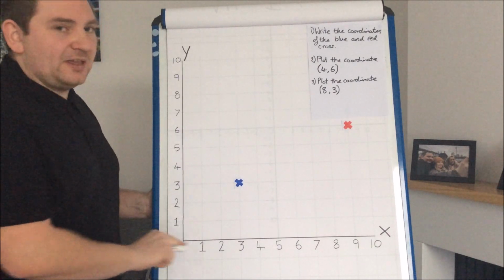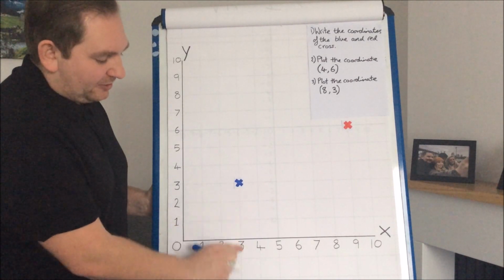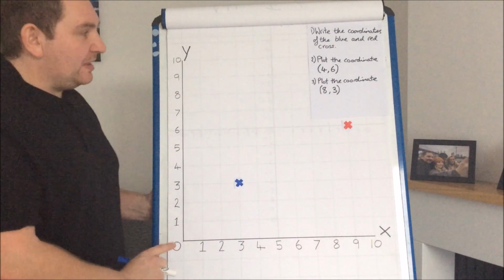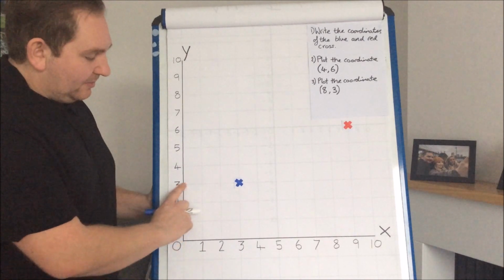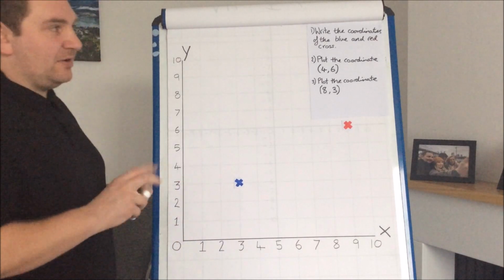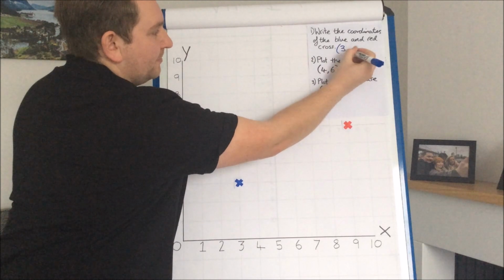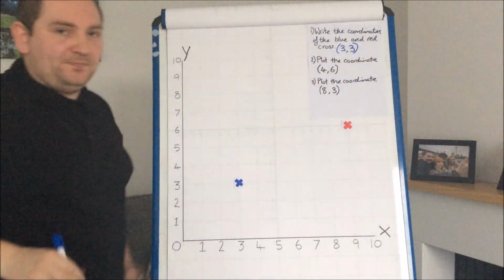If we go along the x-axis, along the corridor, we meet 3 for the blue cross. And then if we go up the y-axis, up the stairs, we get to 3 also, which tells us 3, 3. So our coordinates for the blue cross are 3, 3.